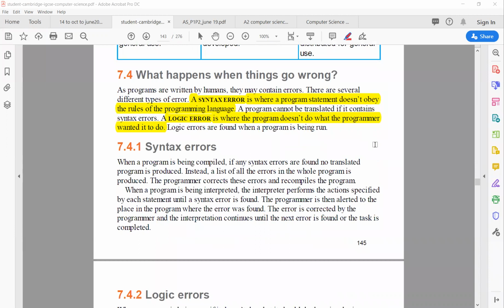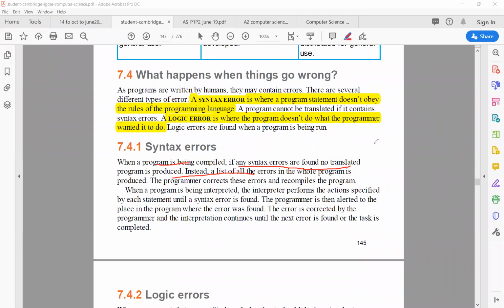Whenever this translation process is done, there is a possibility of errors as well, because our translator translates high-level or assembly language into machine code. But during that conversion, there are chances that things go wrong. There are two types of error: the syntax error and the logic error.